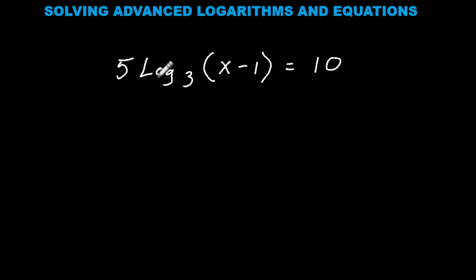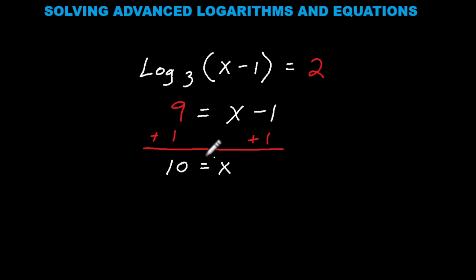What's different in this example here is that my entire value for log base 3 of x minus 1 equals 10 is being multiplied by 5, so we can just get rid of this 5 by dividing both sides by 5. And when we do that, so now we can continue. So what this is saying is that 3 to the 2nd power is equal to x minus 1. I know 3 to the 2nd power is 9, and then I can add 1 to both sides.